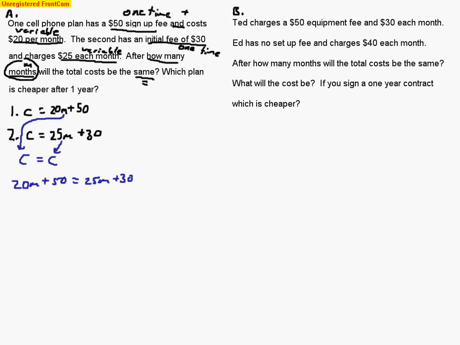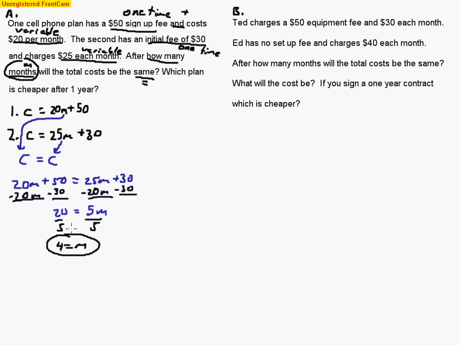And so from that point, we can go ahead and do some opposite operations, get the m's by themselves. So I'm going to go ahead and subtract this 20m from both sides. I'm also going to subtract this 30 from both sides. And then I'll have my variables on one side, constants on the other. So now what I've got is 20 equals 5m. And so now I can divide, and that will give me the number of months until they charge the same amount. So when I divide by 5, the number of months is 4. So 4 months, that's the answer for that first part.